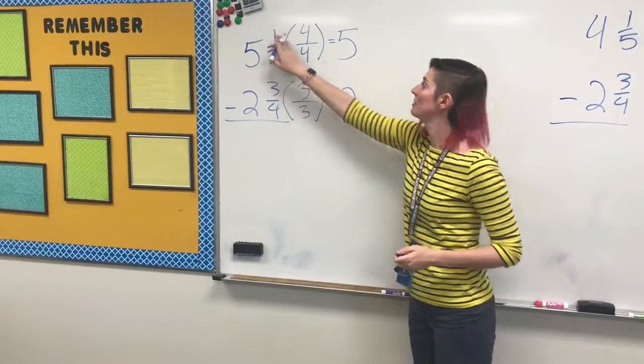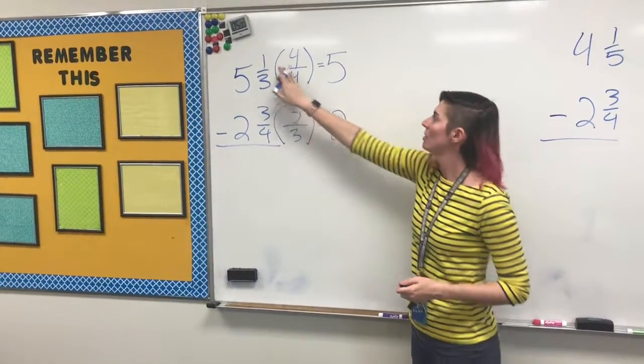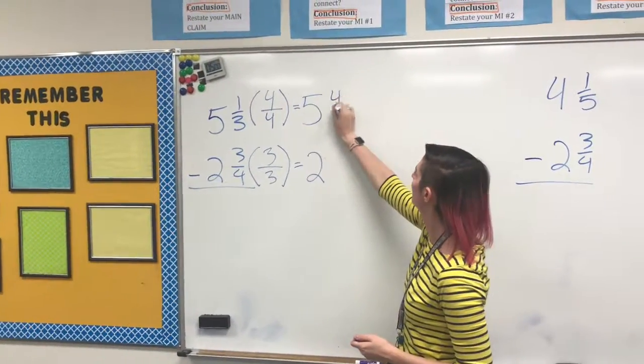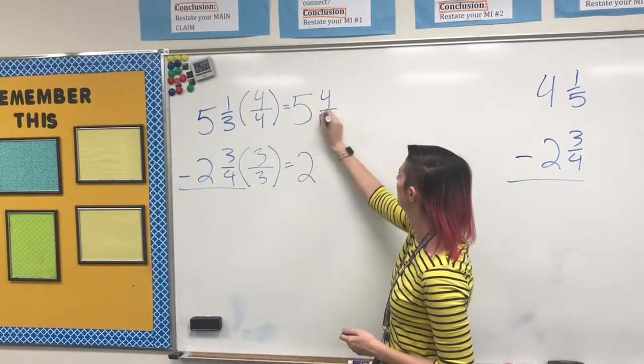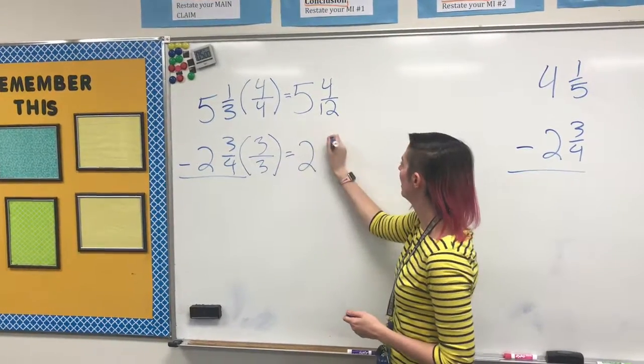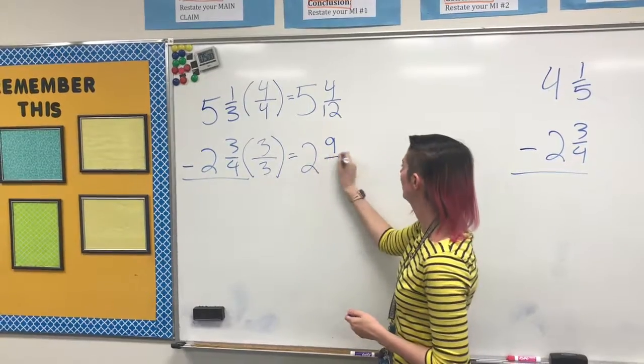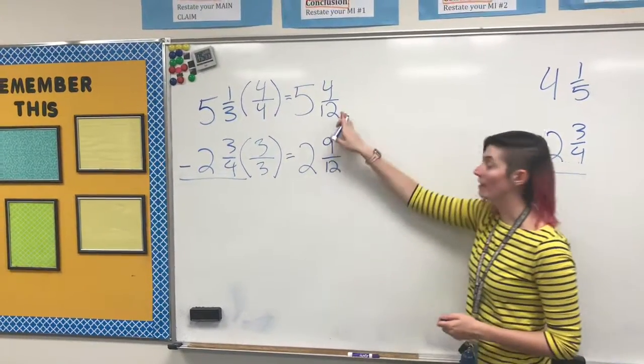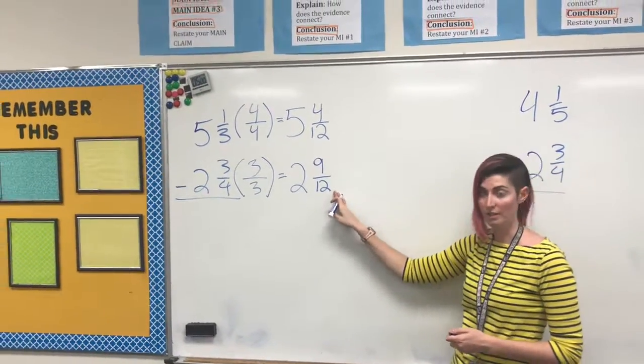Then we do our top times top and bottom times bottom. 1 times 4 is 4. 3 times 4 is 12. 3 times 3 is 9. And 4 times 3 is 12. Now that we have a common denominator of 12, we can start subtracting.